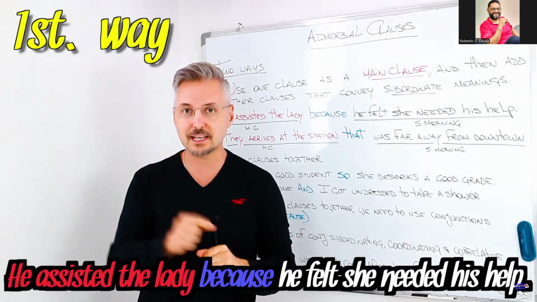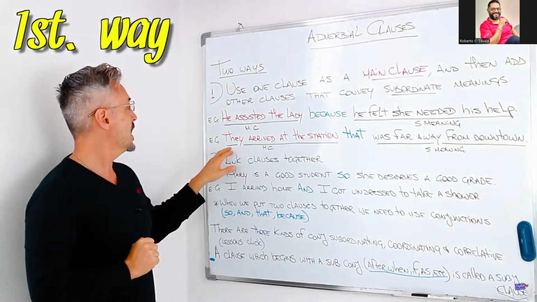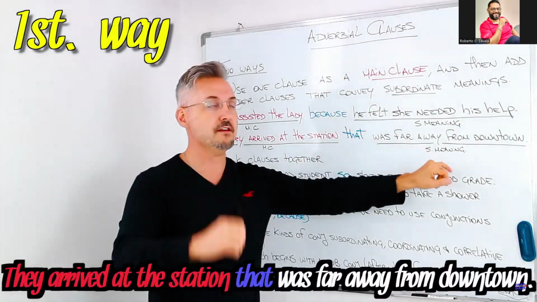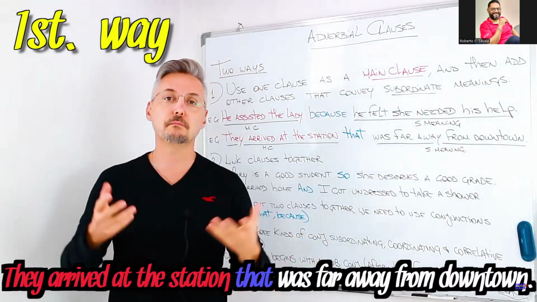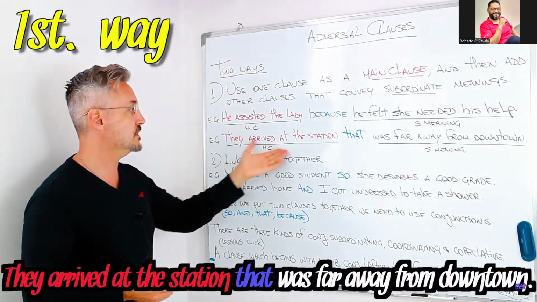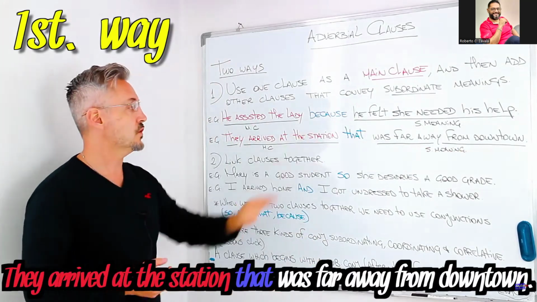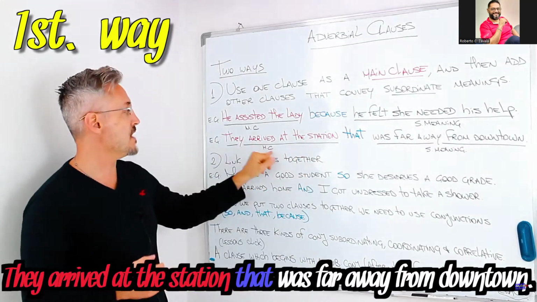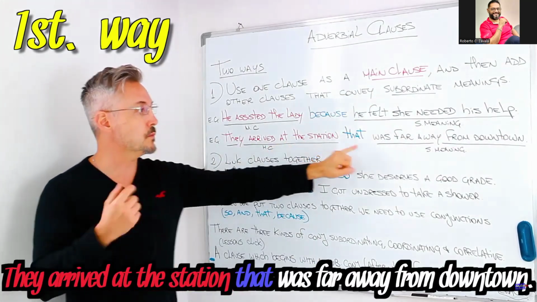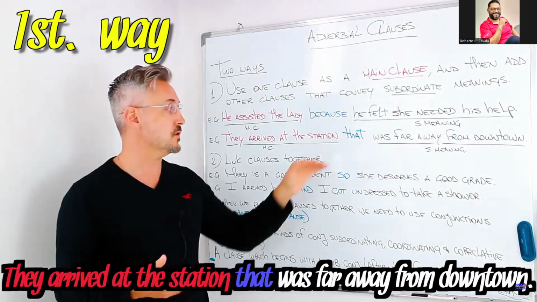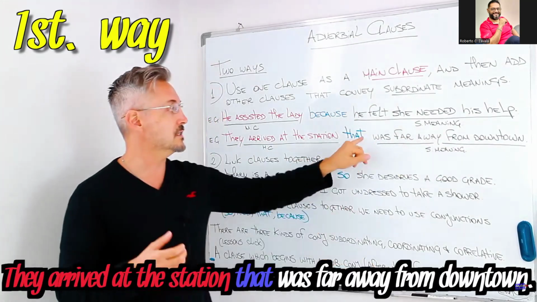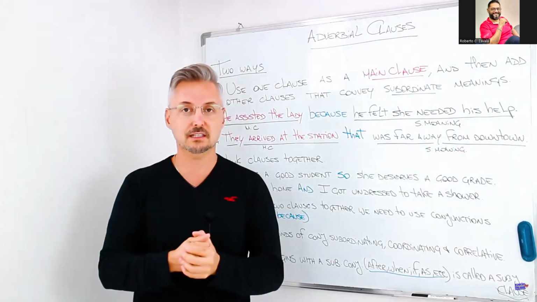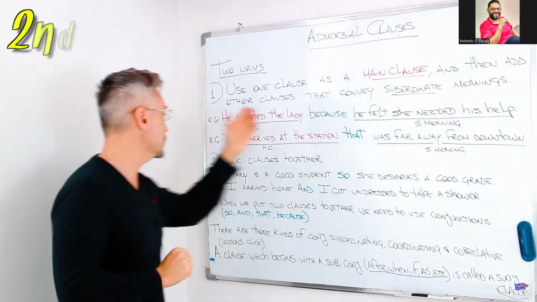Let's take a look at a second example. They arrived at the station that was far away from downtown. So the main clause here is they arrived at the station. If we take out the rest, this makes sense, right? They arrived at the station. Now, the subordinate part of the sentence is was far away from downtown. This is extra in the sentence. Let's take a look at the second usage.